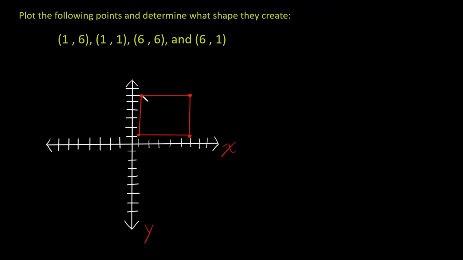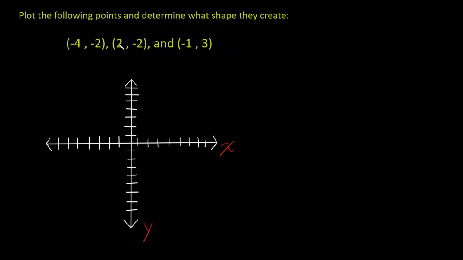And then here. And this looks more like a rectangle, but if we were to count how far it is, we can determine that this is a square because it is 5, and I'll write this in blue. Right here is 5 because we go from 1 to 6, and then here is also 5 because we go from 1 to 6. So this is actually a square.